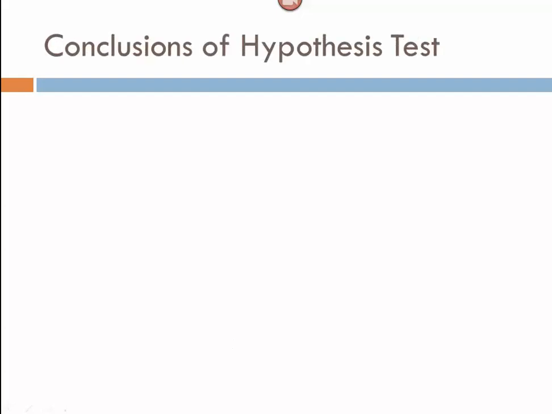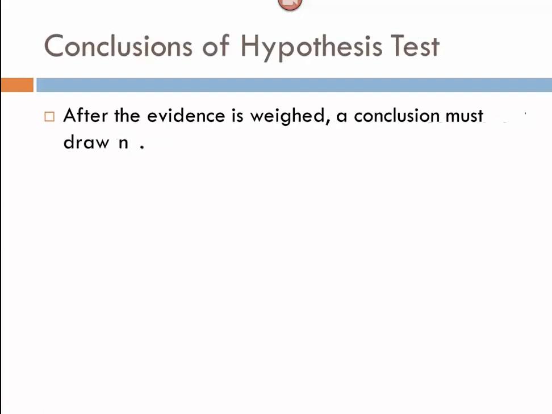So let's talk about the conclusions. After the evidence is weighed, a conclusion, of course, must be drawn. And we draw them very specifically, just like in a court of law, a decision is drawn very specifically. We never say that a defendant is innocent. We say that a defendant is either guilty or not guilty. The reason why we don't say they're innocent is because that was never under question. We assumed their innocence from the beginning. And there are times where maybe someone really is guilty, but the evidence just does not surpass our bar of reasonable doubt. And so we go with the assumption that they are innocent.